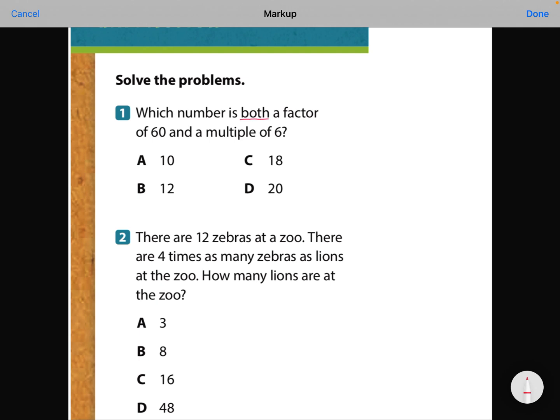Which number is both a factor of 60 and a multiple of 6? So we have two things going on here. Your factors are your math facts. So that's going to be of 60. So we're going to make a list of factors for 60. And then a multiple, multiples go higher, and that's our skip counting. And then we're going to skip count by 6s. So I'm going to do that first because I think that's easier. So we're going to do the multiples of 6.